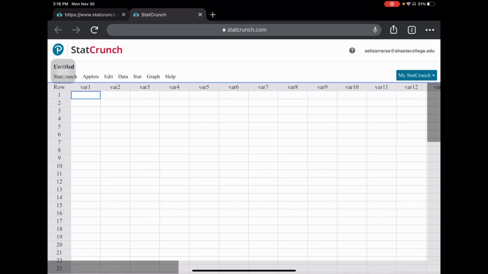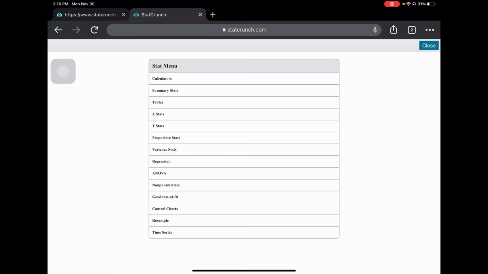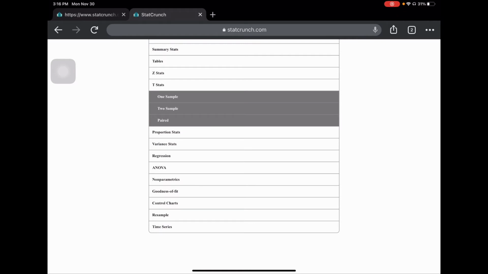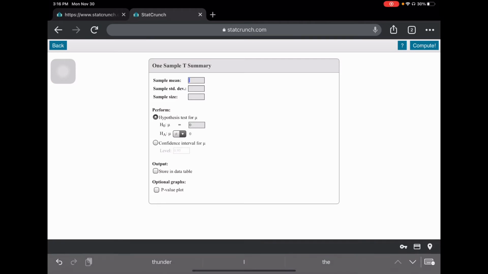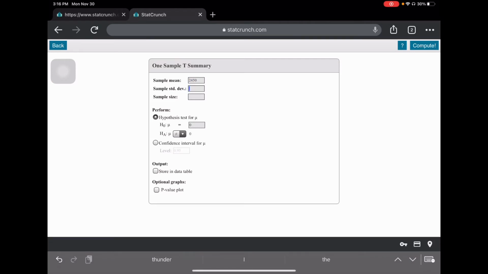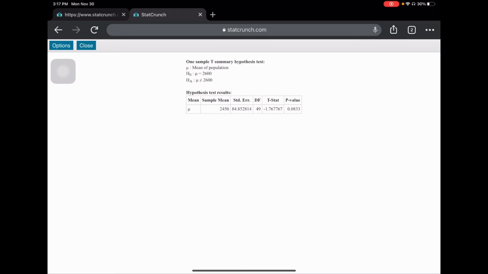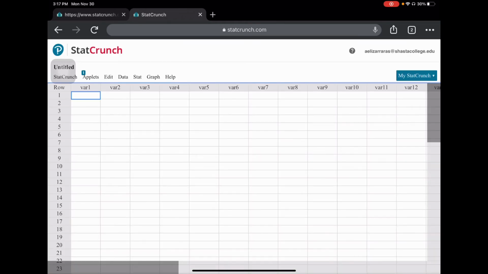Going back to problem 4, let's go ahead and calculate the test statistic and the p-value. We go to Stat, and we're doing t-statistics because we do not know the population standard deviation. We use one sample with summary. For our sample mean, we had 2450. Our sample standard deviation was 600. The sample size was 50. And we're testing a hypothesis of equal to 2600 and not equal to 2600 for the alternative. And then we click Compute. We had that t-statistic that I said of negative 1.768 and the p-value of 0.0833.